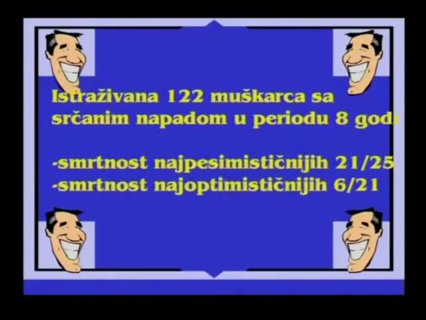Research on 122 men who suffered heart attacks showed that in an 8-year period, 21 out of the 25 most pessimistic ones died, while 6 out of the 21 most optimistic ones died. That is a drastic difference. Those who have bright outlooks survive much better. We are all aware of that. But how can we change the course of our thinking?